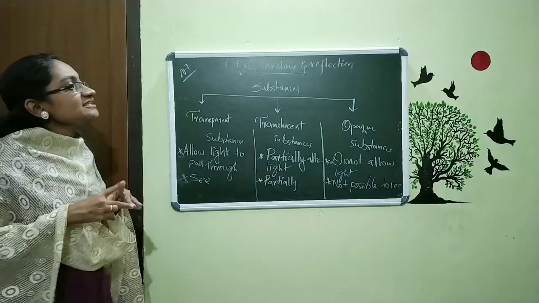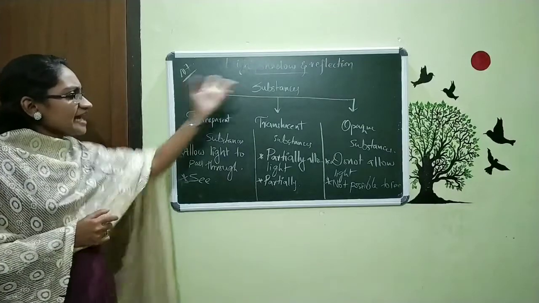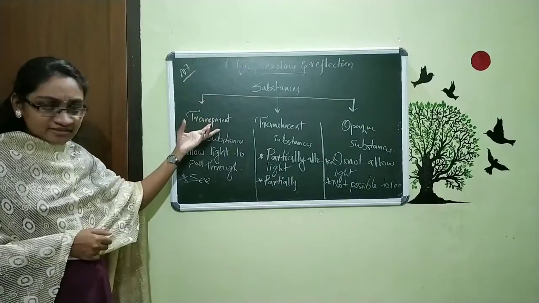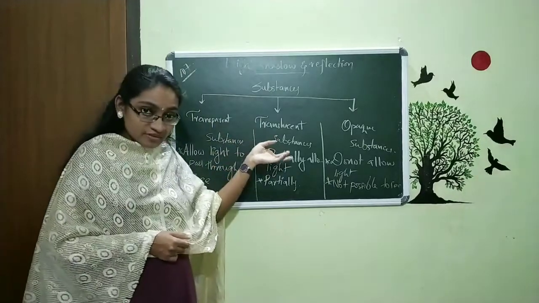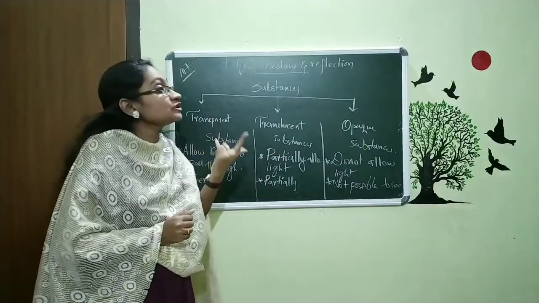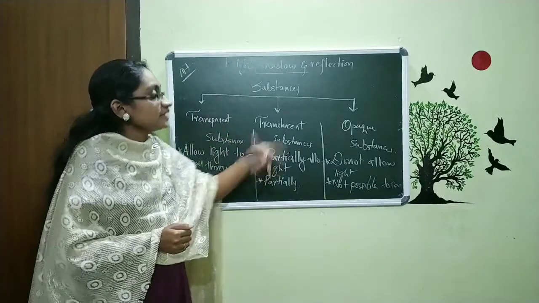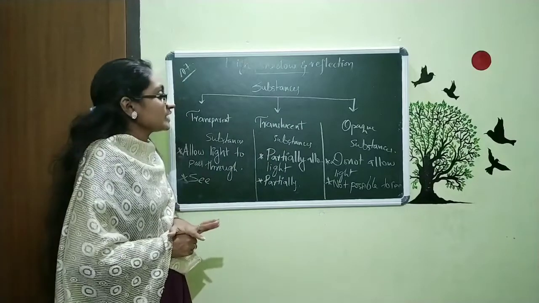Now the question is this. Is it possible to make shadow using the transparent substance? Using the translucent? Using the opaque? That is the next question. That means, is it possible to make shadow using transparent, translucent and opaque? That is the thing now we are going to discuss.